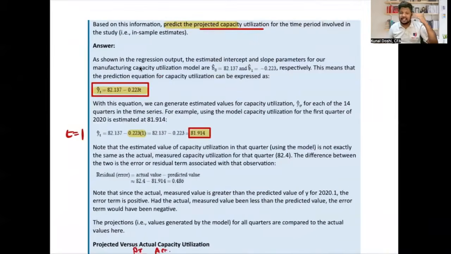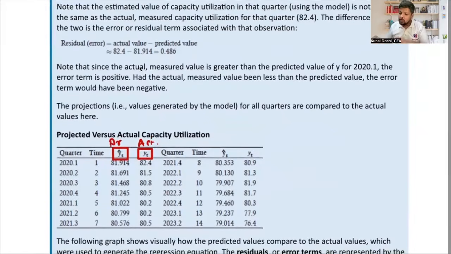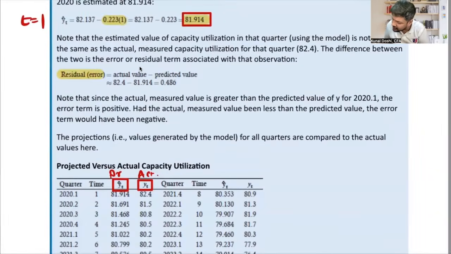This way we will find the difference between projected and actual value for each. So what is the difference between the outcome that you received and what was projected? That is what we call the error. Error for the first was 0.486, right? This is how we get the error. Error is the difference, correct?